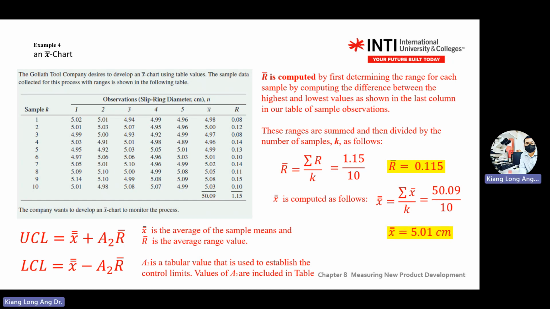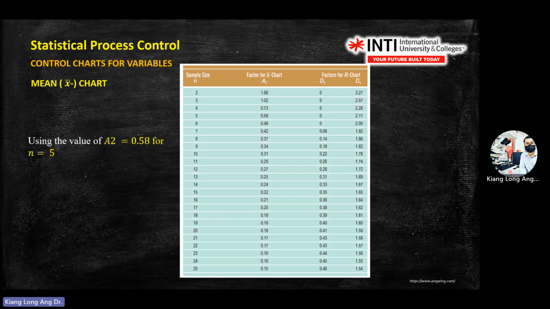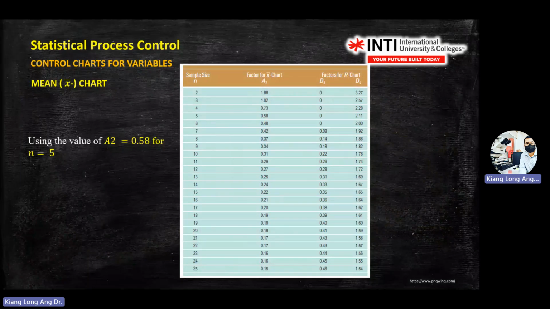So you have the R bar and X double bar, 5 cm in this case. Once you have this, you refer to the table. Since you are having these 1, 2, 3, 4, 5 measurements each time, like first time you measure 5.02, second measurement 5.01, 4 point something. So 1, 2, 3, 4, 5. When you refer to the table, you take number of sample n here, 5. Then for factor of mean 5, you straight away read the number 0.58 from the table.